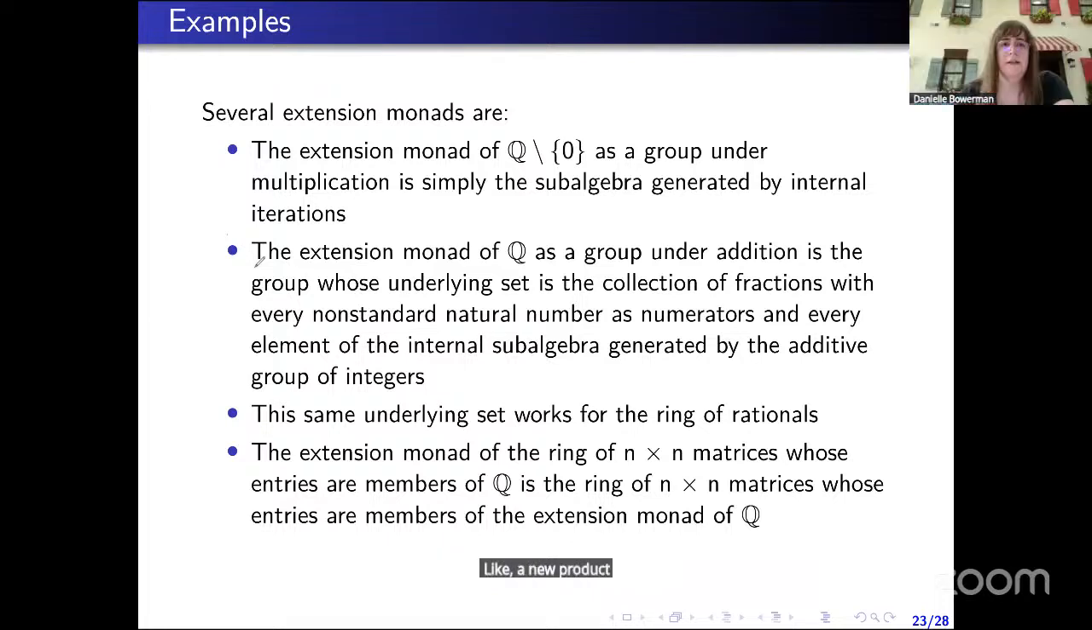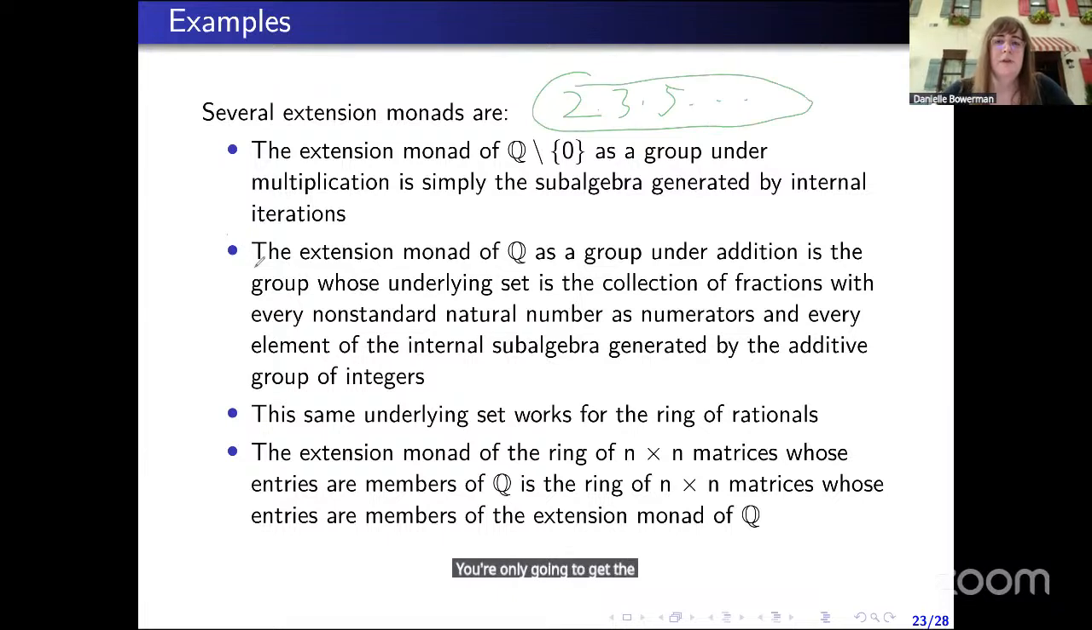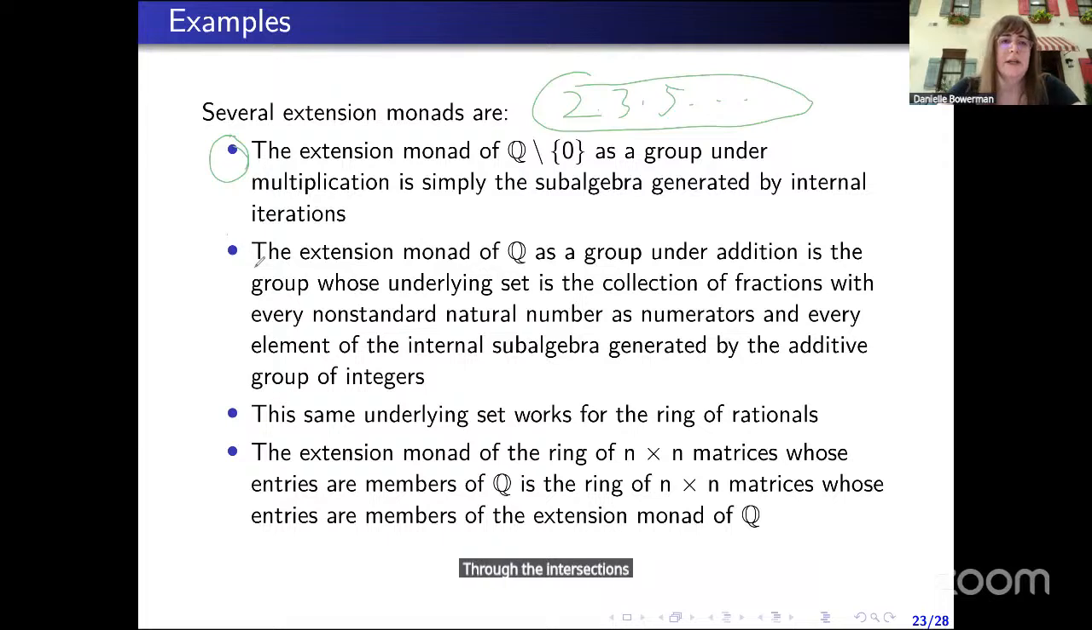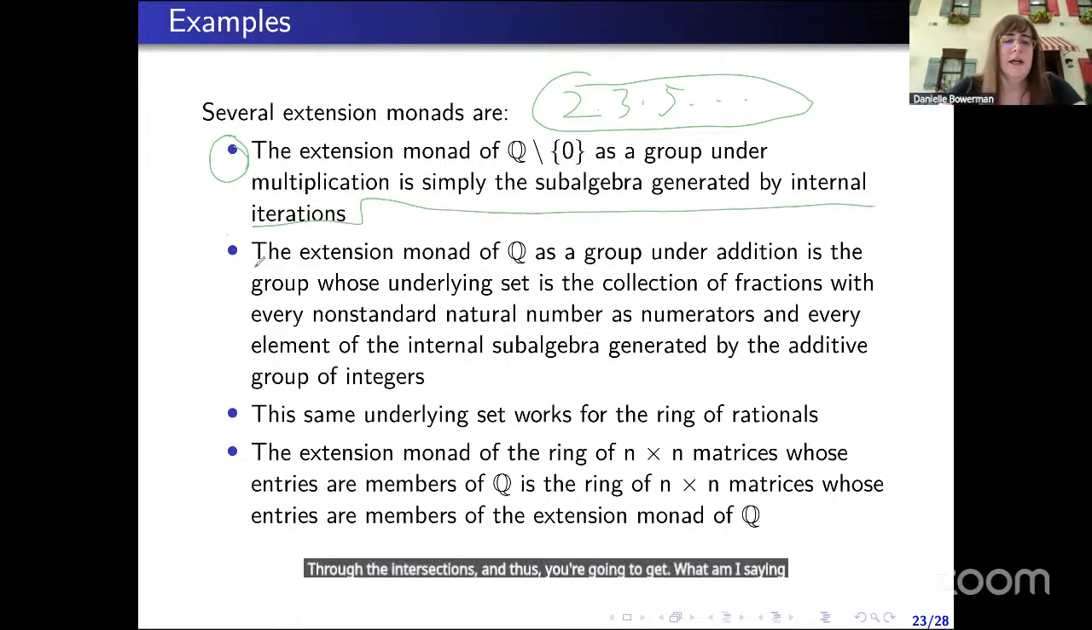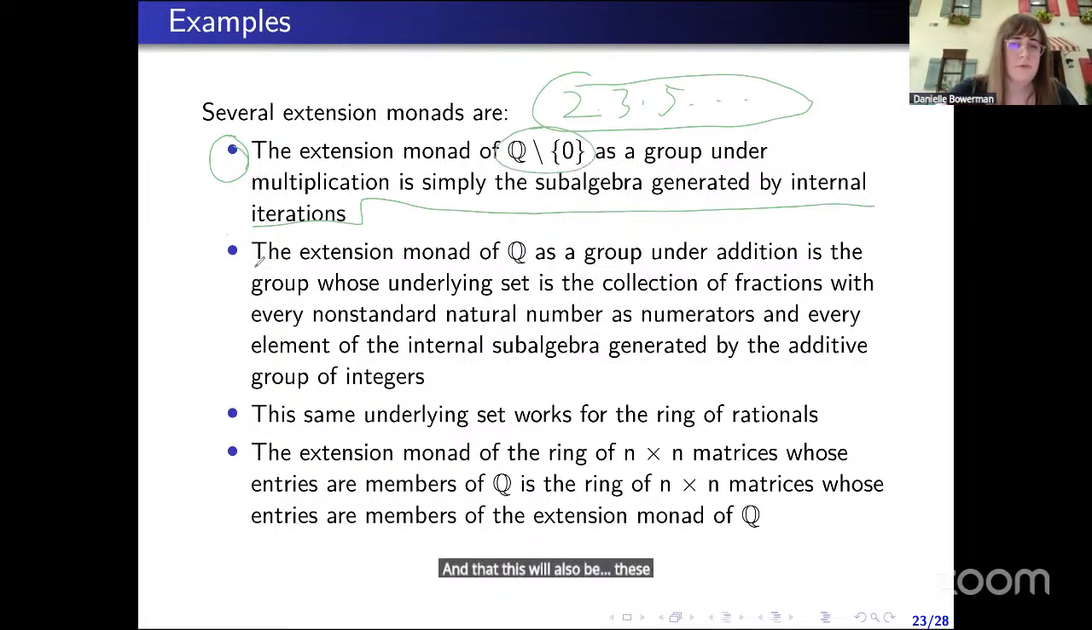Okay. Yeah, and when you get something like 2 times 3 times 5, etc., you're only going to get the natural numbers multiplied together, because for any other number you could kick it out through the intersections, and thus you're going to get that this is external, and that this will also be these extension monads, which we call hats. These are all going to be external in these cases.